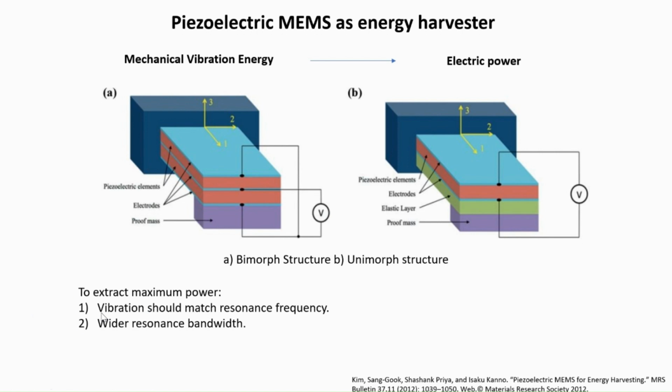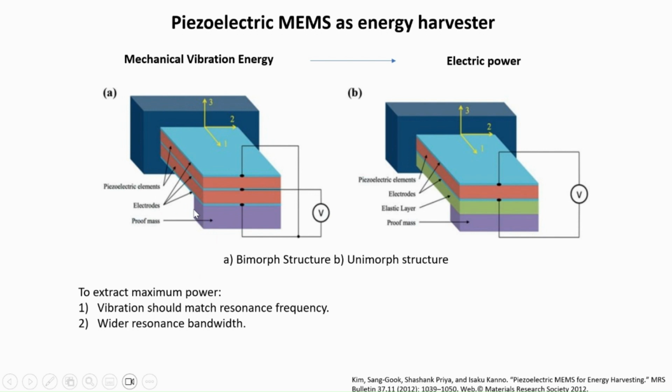The second thing you should consider is that you need a wider resonance bandwidth. What do I mean by that? By a wider resonance bandwidth, I mean that you can put many devices. This is one particular device, right? If you can have many devices having different resonant frequencies, then you can exploit all those. You can take in all those resonant frequencies, right?